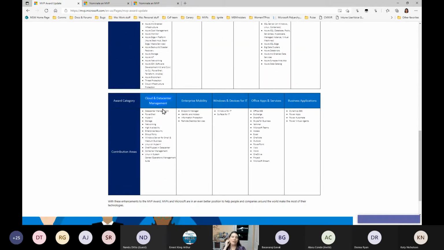So cloud and data center management is really the server side pieces of things. So networking, redundant, high availability. Group policy is an interesting one because they actually do list this under cloud and data center management, although I really consider it endpoint management. I don't own this structure. I just get to work within what they've got there.